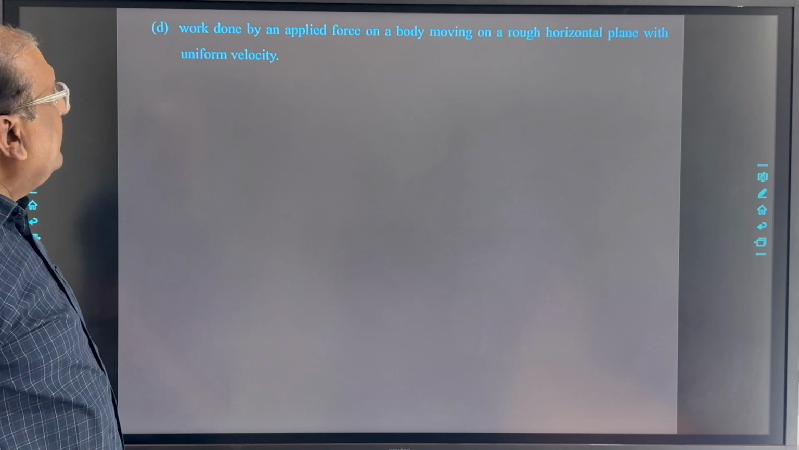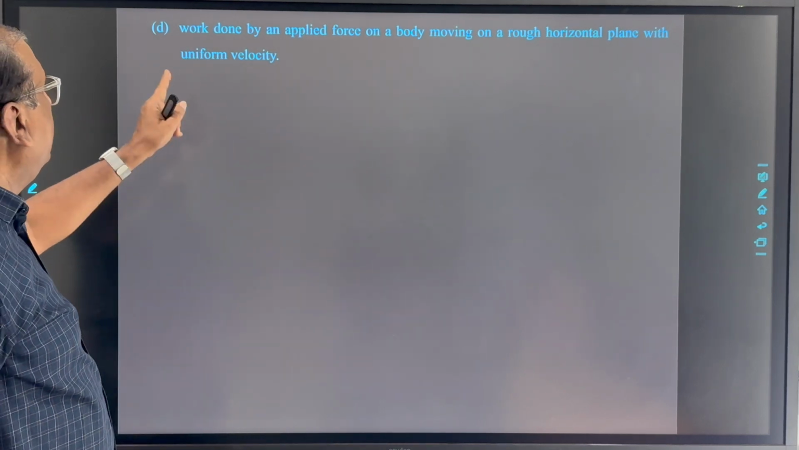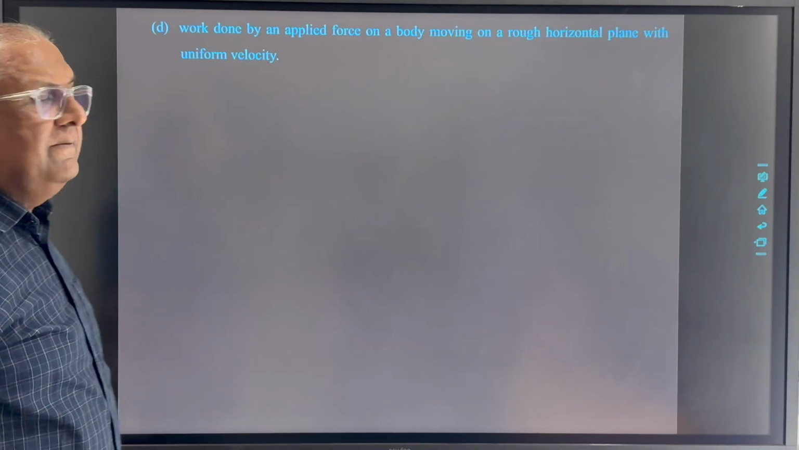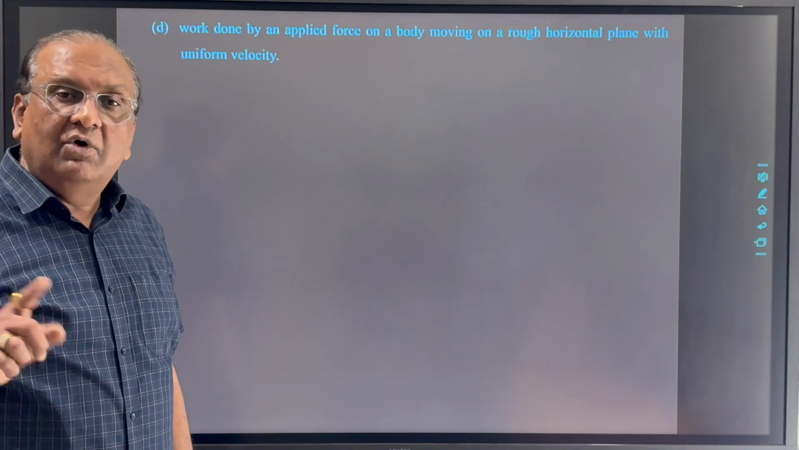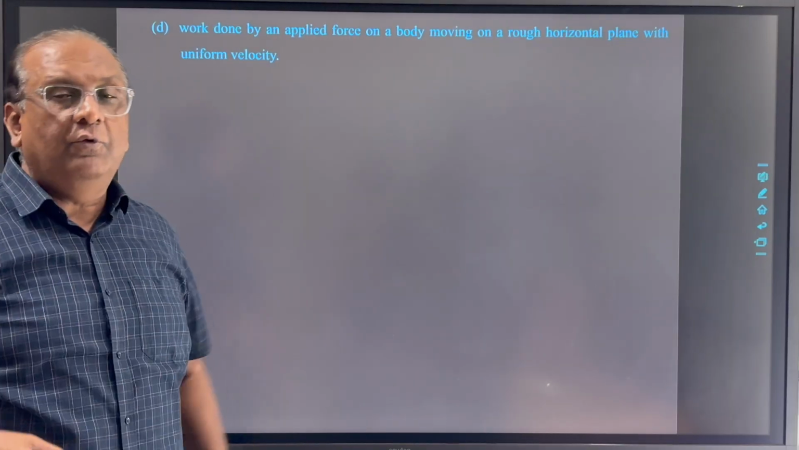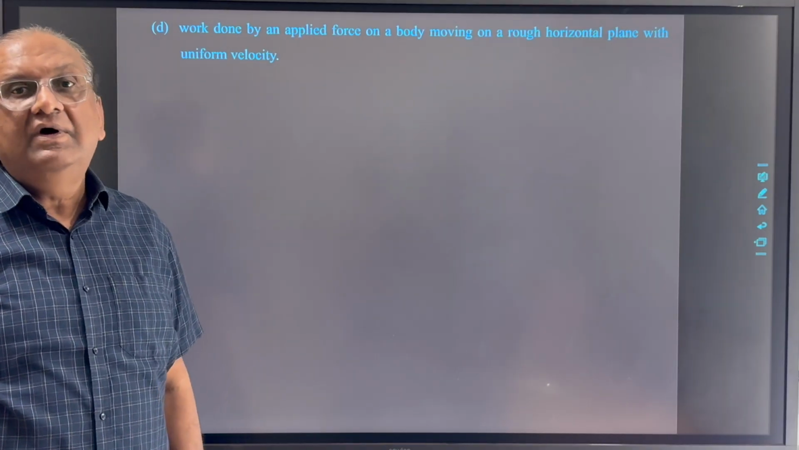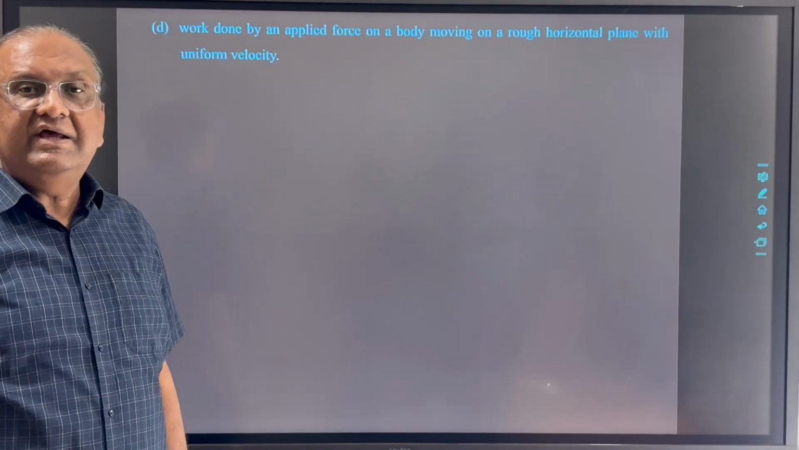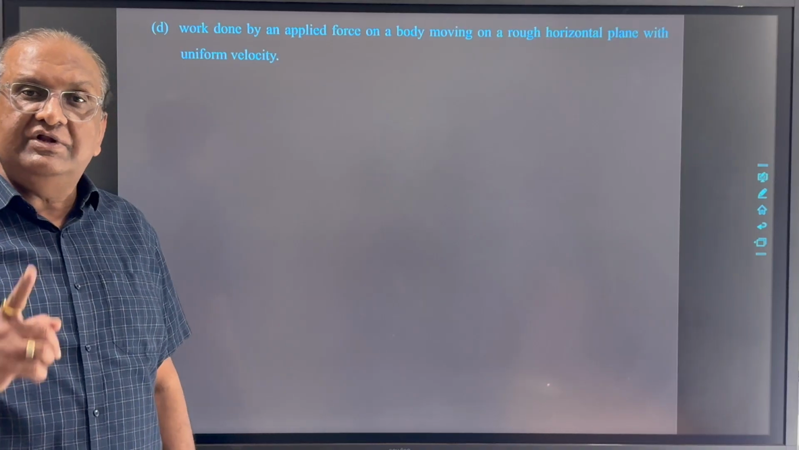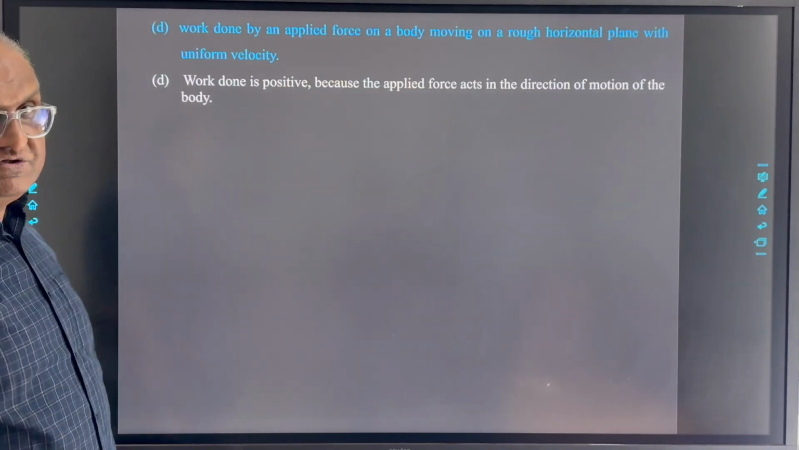Now, work done by an applied force on a body moving on a rough horizontal plane with uniform velocity. So, to move the body with uniform velocity, when we apply an external force, then the force will be in the direction of motion. So again here cos theta is cos 0, that is 1. So W is F d, and that is positive.